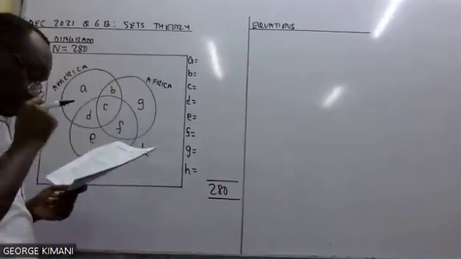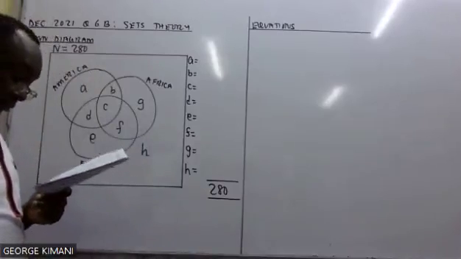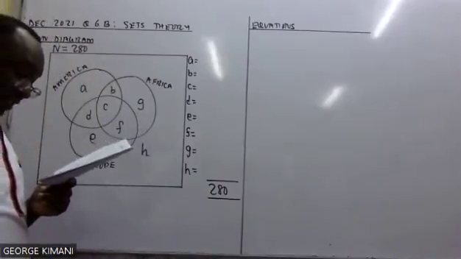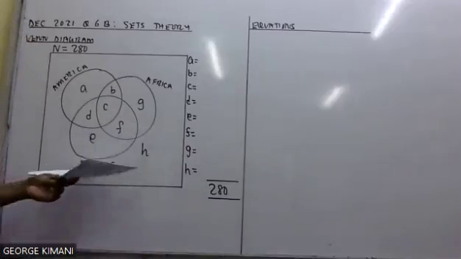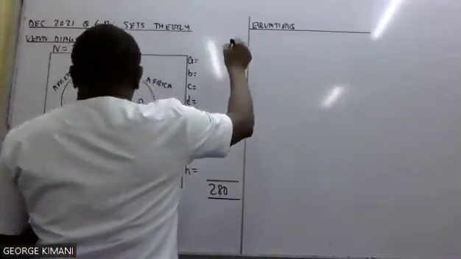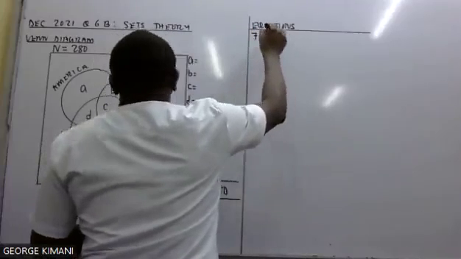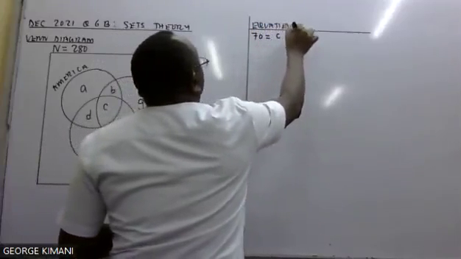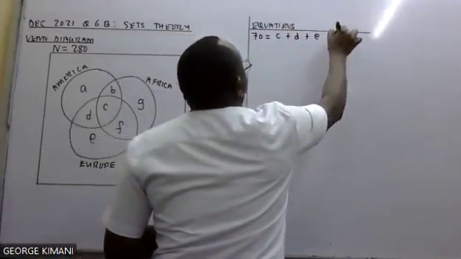And we are told 70 delegates represented Europe. So those who belong to Europe, according to our diagram, they are 70. And 70 is made up of C plus D plus E plus F.